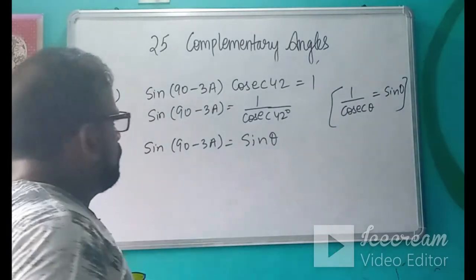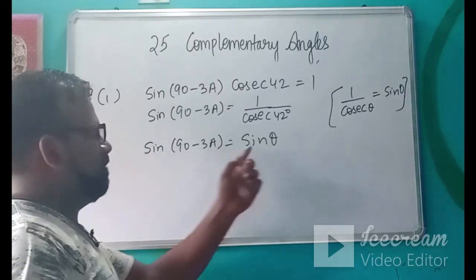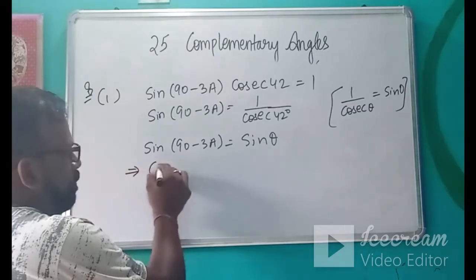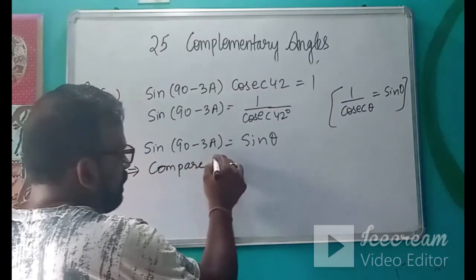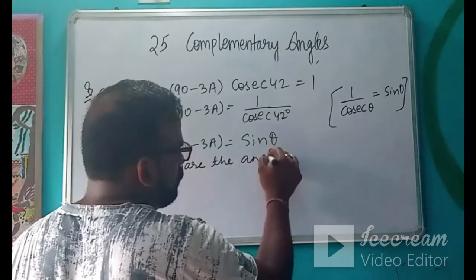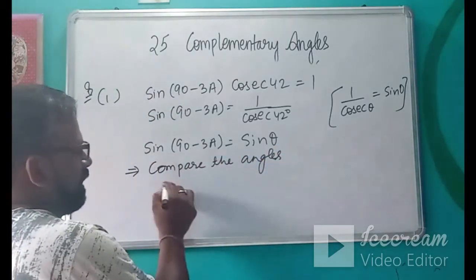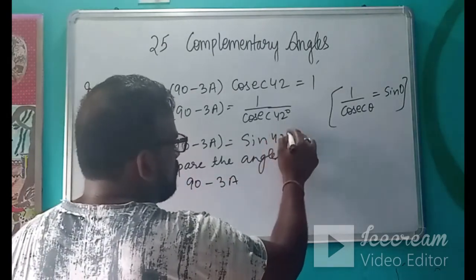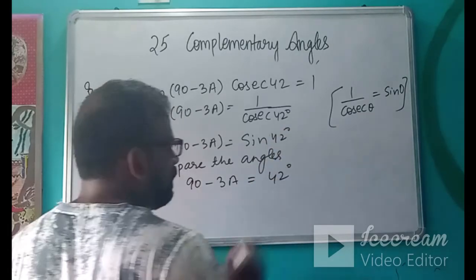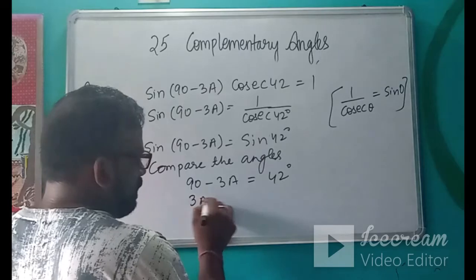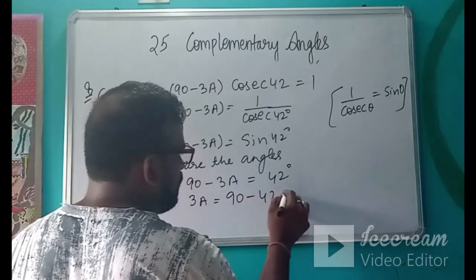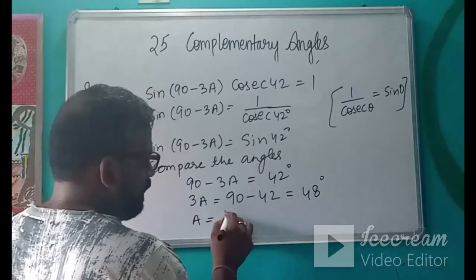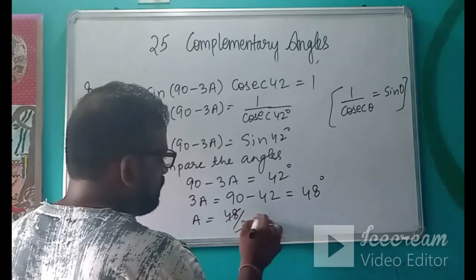Now you can see on both sides same trigonometric functions are there. So what we will do? We will compare the angles. Okay, do not cut sine on both sides. We will simply compare the angles. That means 90 minus 3A will give you how much? 42 degree. So what is 3A then? It is a simple linear equation that you have studied many times. 48 degree. So from here what is A? 48 upon 3, that is 16 degree.